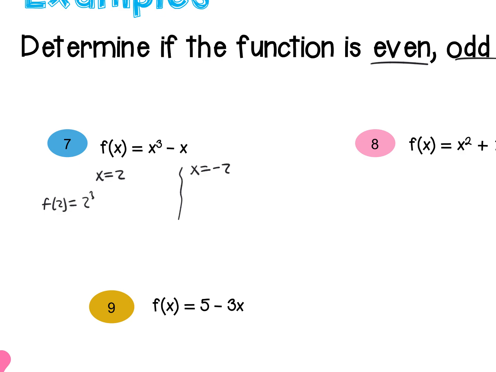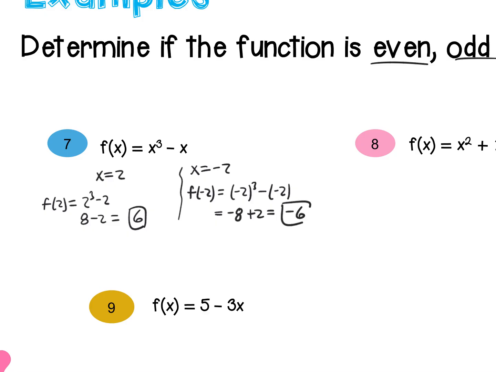That's going to get us 2 to the third power minus 2, which is 8 minus 2, which is 6. So I got 6 over here. Keep that number in mind. And now let's do f of -2. This is going to get us -2 to the third power minus -2, which is -8 plus 2, which is -6, all right? So I have a 6, and then I have a -6.